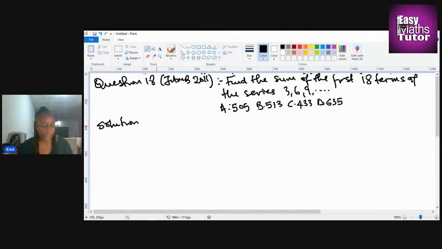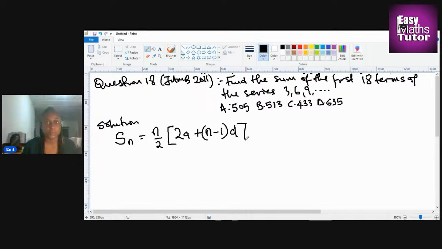Solving question 18. Now the expression for finding the sum of a series, the sum is depicted by Sn, right? Sn equals n over 2 bracket 2a plus n minus 1 d. So this is the expression. So we need to find all the terms for this series, 3, 6, and 9.